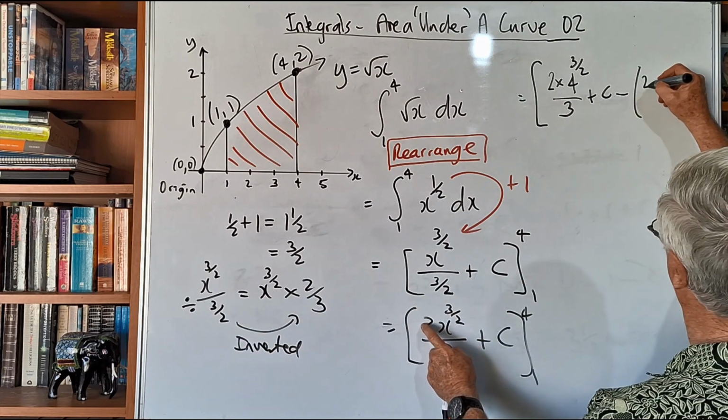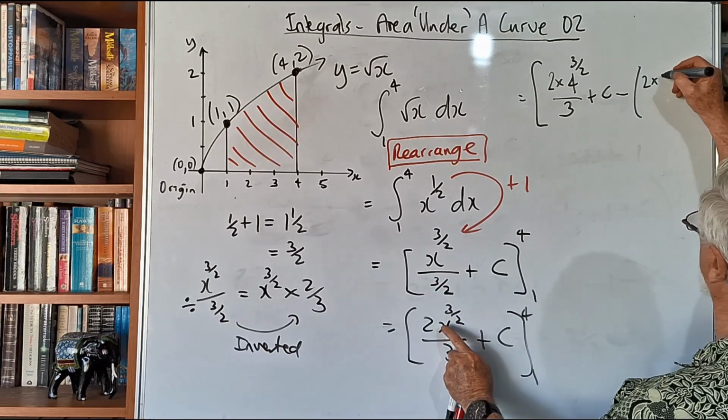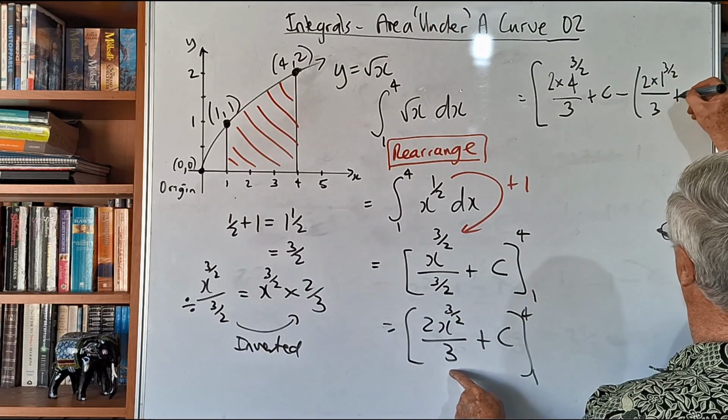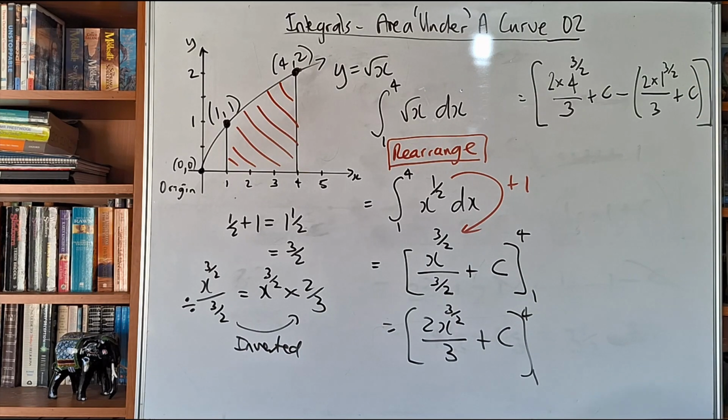It's 2 times 1. So this is substitution. 1 to the power of 3 on 2. You can see why people come unstuck on the 3 plus c. And there's our whole calculation that we have to figure out. Let's have a look at what that is.